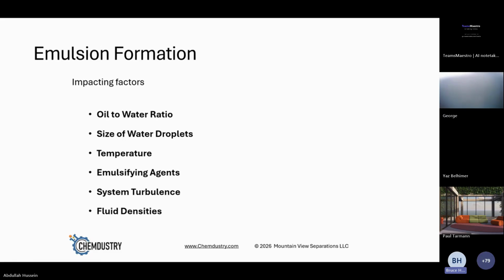So if you have more emulsifying agents, the more difficult it is to find the right demulsifier to counteract all of them. Obviously, system turbulence is a big factor with the expansion joints, the pumping of the fluid from the reservoir, ESPs, gas lifts, such as that, and mix valves or pumping stations on the surface. And then fluid densities. The closer in density that the oil and water are, the harder it is to separate. Normally, oil will float on top of water, and the water will fall to the bottom. But on the extremely heavy oils, such as the Alberta oil sands, the density of the oil is actually less than the water, and the water will float on top of the oil.